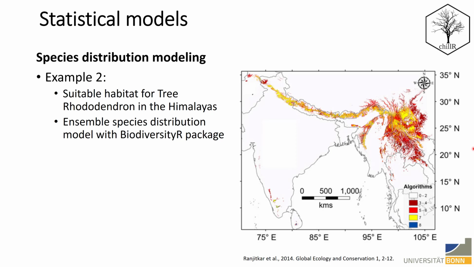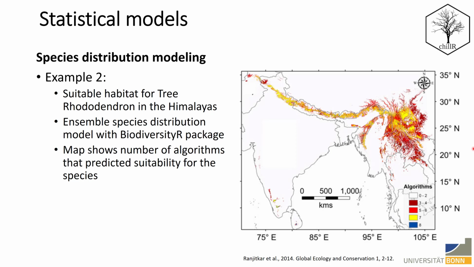What's shown here is not the suitability according to one of these approaches. It's actually the number of methods, the number of algorithms, that predicted the presence of tree rhododendron in a particular place. So areas shown in yellow are ones where almost all the algorithms agreed that tree rhododendron should be present, whereas the ones where it turns into red and brownish red are the ones where there's quite a bit of disagreement, where it really matters which of these approaches is correct and which ones aren't. So the map shows the number of algorithms that predicted suitability, but there are large differences.